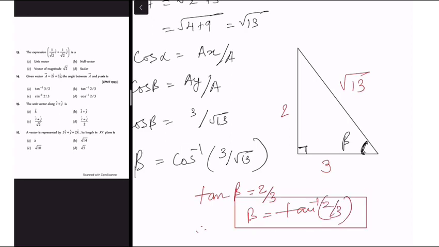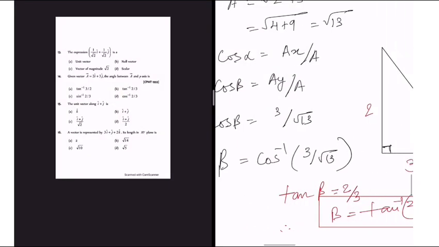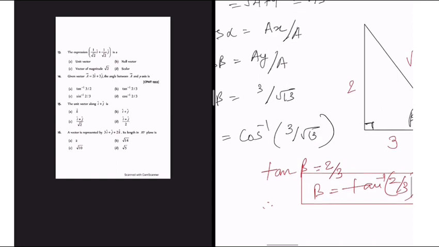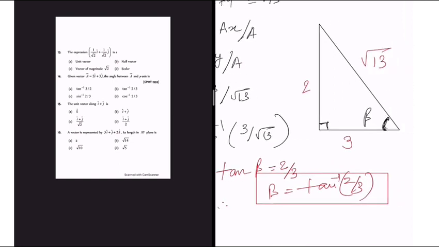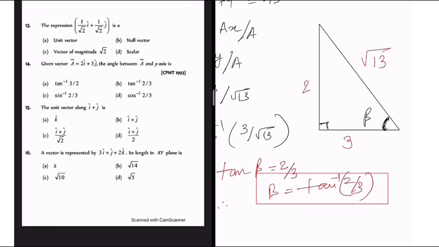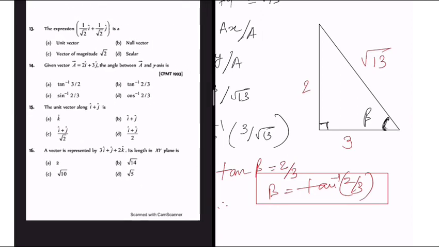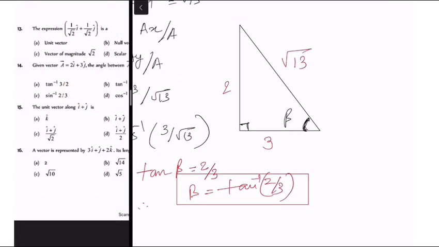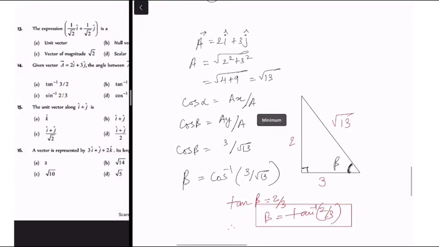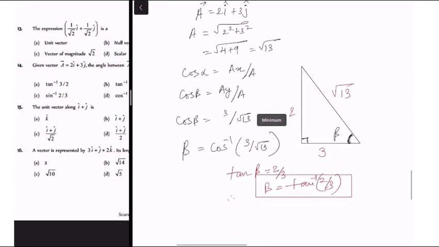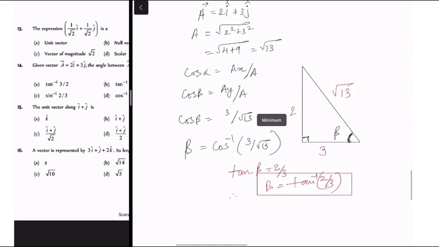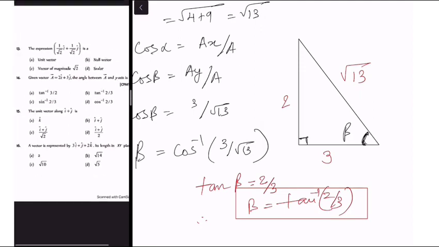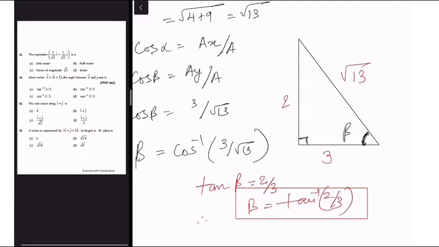You saw here, B is your answer in this question. B, tan inverse 2 by 3. B is your answer. Okay, see this, the whole calculation together. Beta is equals to tan inverse 2 by 3. Understood? Okay, fine. Next question.